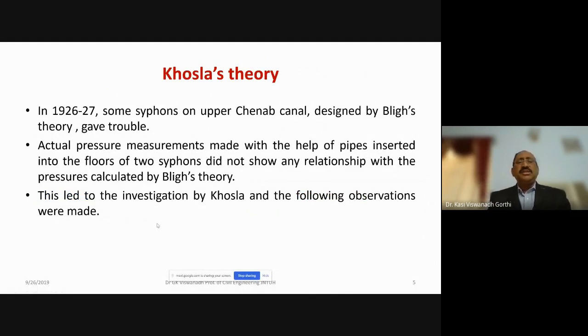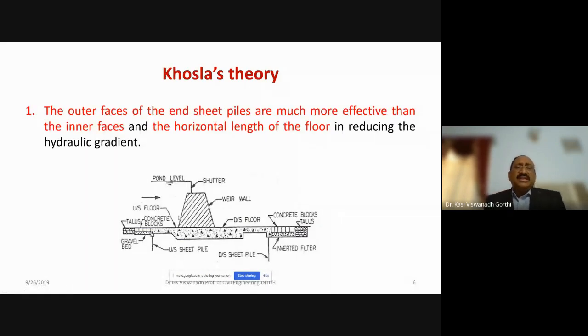In the year 1926-27, some siphons and upper Chenab canal designed by the Bligh theory gave trouble. Actual pressure measurements made with the help of pipes inserted into the floors of the two siphons did not show any relationship with the pressures calculated by the Bligh theory. So on one side, if you make a calculation based on the Bligh theory, and if you go and measure the pressure at that particular point, there is no correlation, there is no relationship. This led to the investigation by Khosla, and certain observations are made by Khosla. The outer faces of the end sheet piles are much more effective than the inner faces and the horizontal length of the floor in reducing the hydraulic gradient. This is one observation made by Khosla.